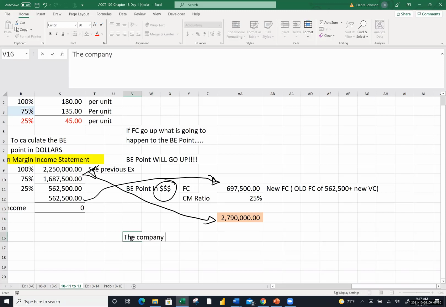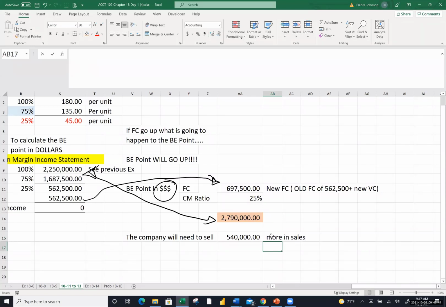The company will need to sell, and I'm going to calculate the difference right here between the old one and the new one, more in sales to cover those newly added fixed costs. How did I get that? The difference between the old break-even sales and the new break-even sales.